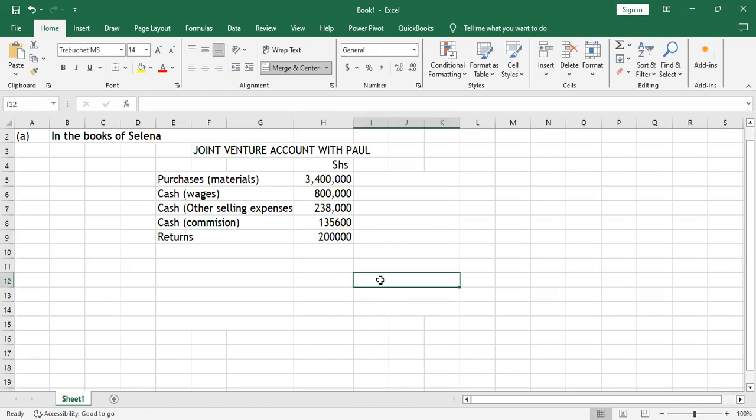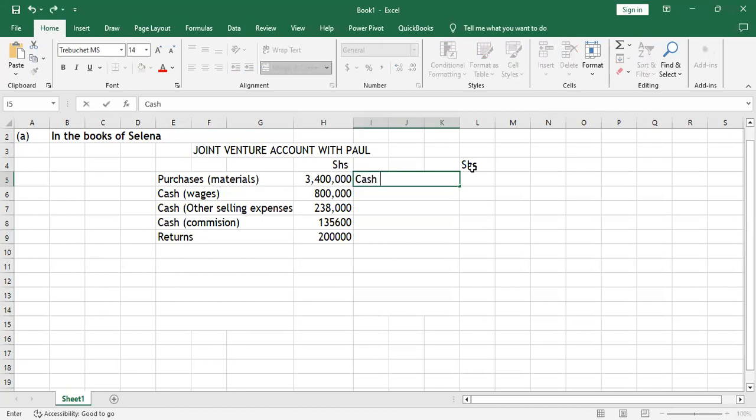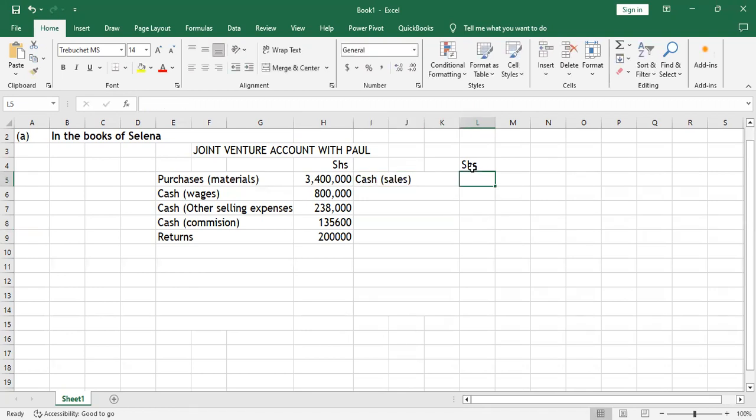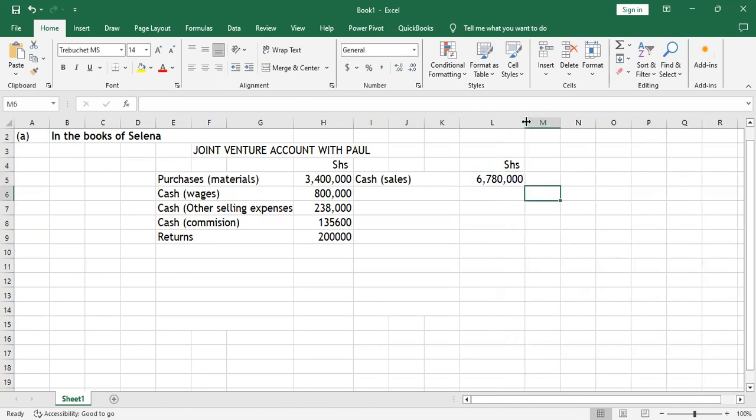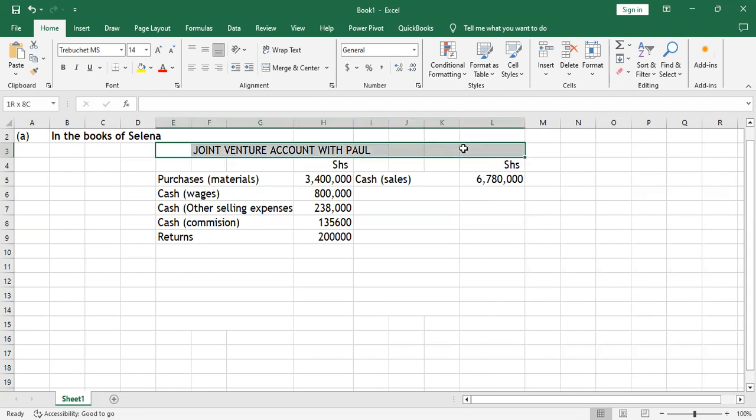So that is Selena's account. That's what we debit. Then on the credit, of course, we write cash. That is cash from sales. And the sales we know is 6,780,000. That is the cash of the sale of the finished products by Selena. So that is Selena's joint venture account. So that's what we have.